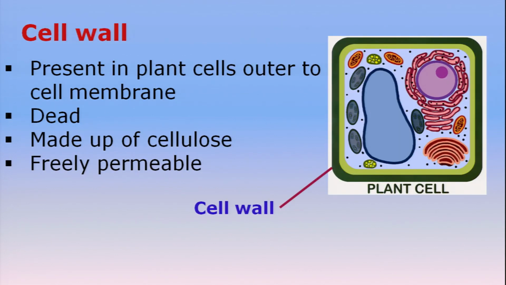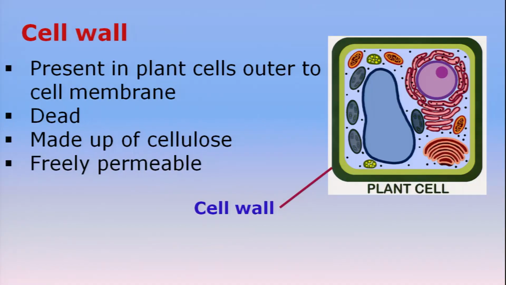So friends, let's start with cell wall. Cell wall is present in plant cells. It's not present in animal cells. We have learnt that in animal cells the outermost covering is plasma membrane. But in plant cells there is an extra covering outer to the plasma membrane and this is called cell wall. It's present in fungal and bacterial cells also. Cell wall is present not only in plant cell but also in fungal and bacterial cells.